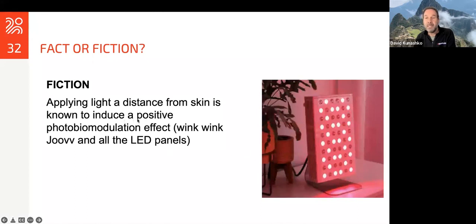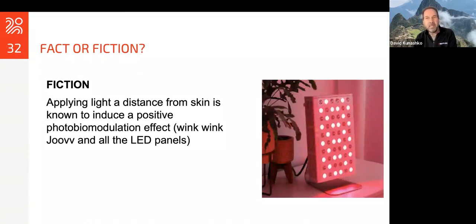Fiction: applying light a distance from the skin is known to induce positive photobiomodulation effects. If you're interested in this at all, you've been inundated by equipment like Juve, these LED panels that you switch on and supposedly do everything and anything that photobiomodulation claims to do. Okay, so they're using the right wavelength, congratulations. What they're not doing is touching the skin. They're not applying specific dosages to the skin, deep to the skin. Most of the light, based on physics, is reflecting off.